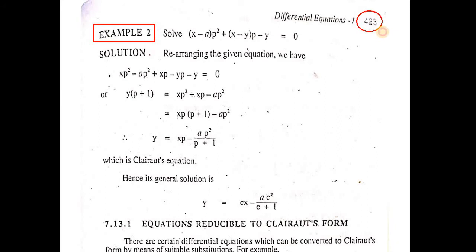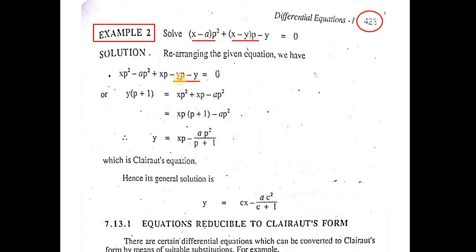This is an example at page 423 of mathematical technique. Solve this differential equation. Rearranging the given equation, we have this. Here p square will be multiplied with the bracket. Similarly, p will be multiplied with the bracket, and we will get this equation. Now we have to take minus y common here.